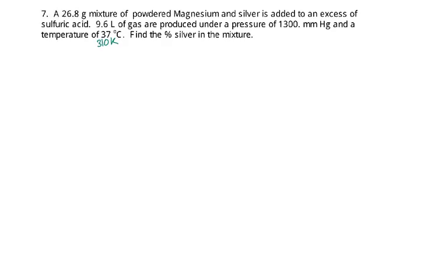This is an interesting question. It's telling us we have a mixture of magnesium and silver, and together the mixture is 26.8 grams. We're adding that to sulfuric acid, so that's H2SO4. They're telling us that we have a gas produced, so this is a chemical reaction, we're producing a gas. And we want to find the percent of silver in the mixture.